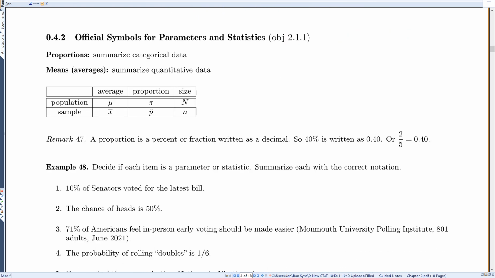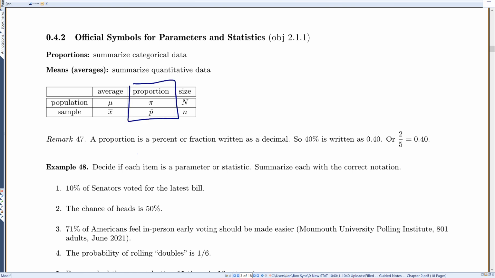Now there are official symbols for parameters and statistics. Okay. So we're going to use a proportion anytime we want to summarize categorical data, and we use means or the average to summarize quantitative data. So if you have the average for your population, we're going to call it mu, and we'll remind ourselves of that back when we actually study averages. And the sample average would be this x bar. Okay. But we're not going to do averages for a little bit. We're going to focus on proportions for a little while.